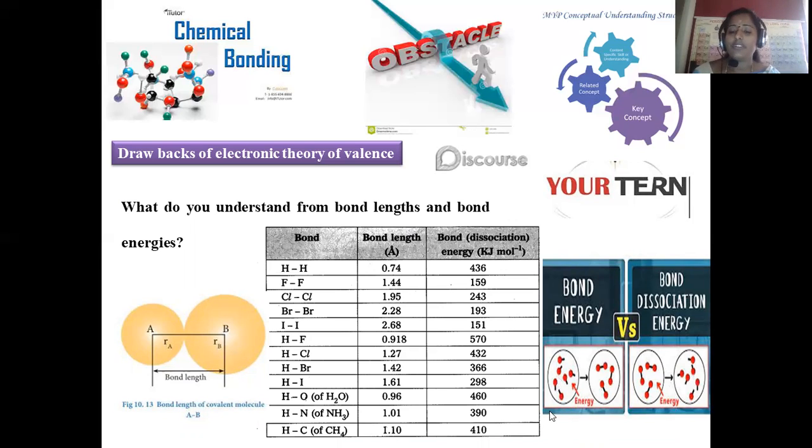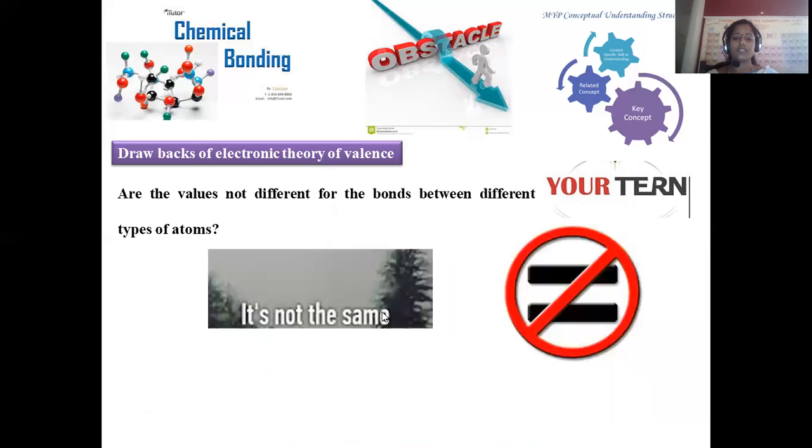Otherwise, it is the amount of energy which is emitted during the combination of individual gaseous atoms into the molecule. So that is also denoted as bond energy. So this is the table which represents the bond energies of various individual molecules. Bond length and bond energy parameters are provided to us.